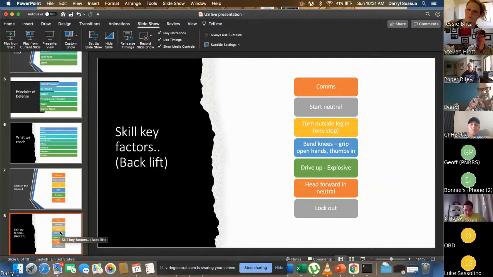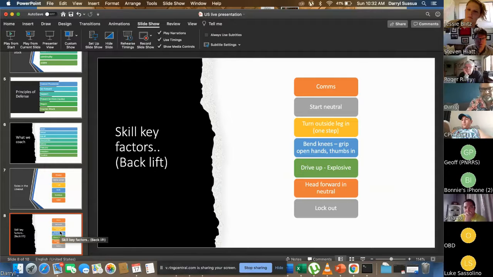The next thing, if I break that down even further, is we start looking at the actual skills that we have to coach the individual in. So I've already filled these in. If we're looking at the skill factors for a back lifter, we're looking at the comms. And I've written these in. They could be different for you, for other people. I'd like them to start in a neutral position, so that the opposition doesn't know who's jumping. When they turn to go into the lift position, the outside leg moves in, so they only move in one step, so it's nice and quick. Bend at the knees, grip with the hands fully open, thumbs inward, drive up explosively through the legs, keep the head in a neutral position, and then they lock out.